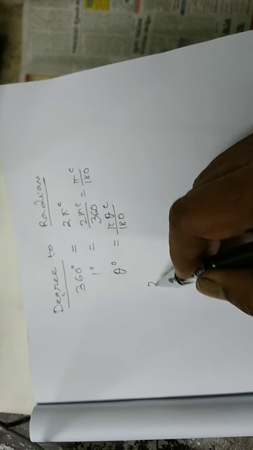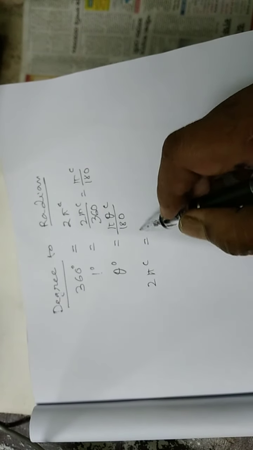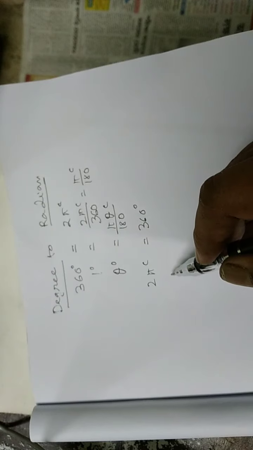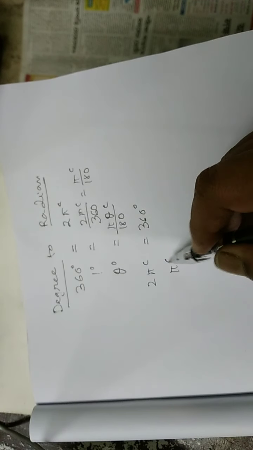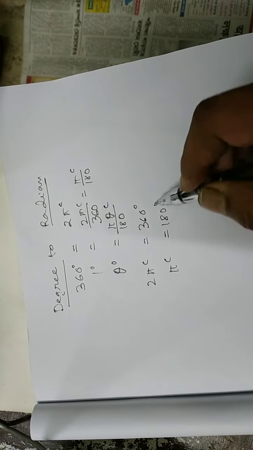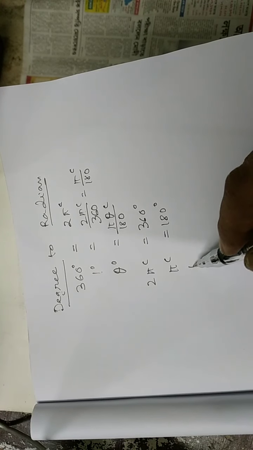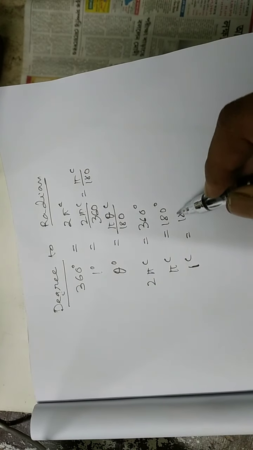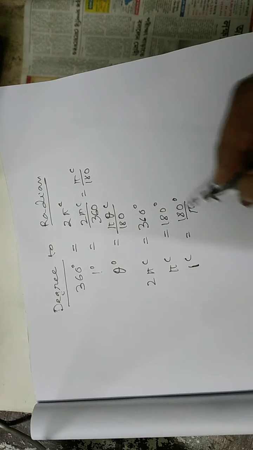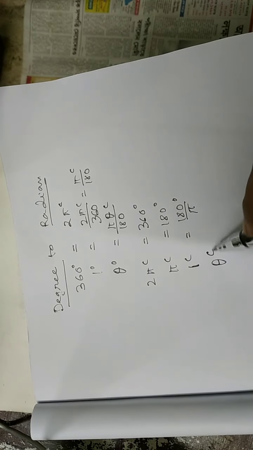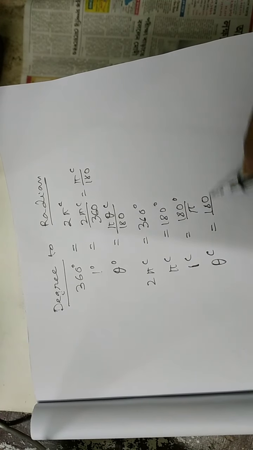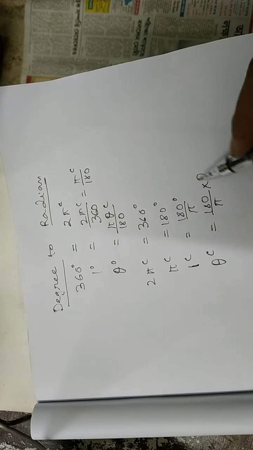Similarly we can say 2 pi radian equals 360 degree, pi radian equals 180 degree, 1 radian equals 180 by pi degree. So theta radian equals 180 by pi into theta degree.